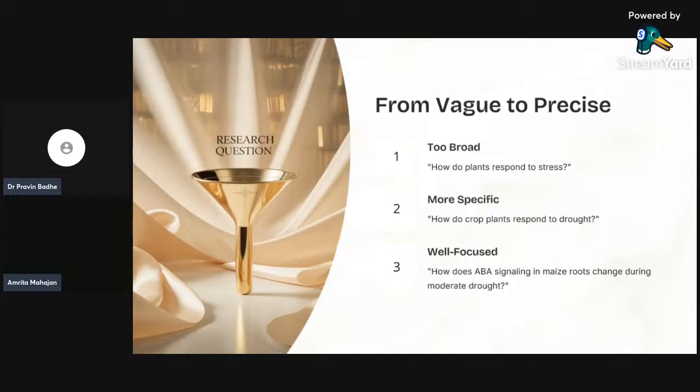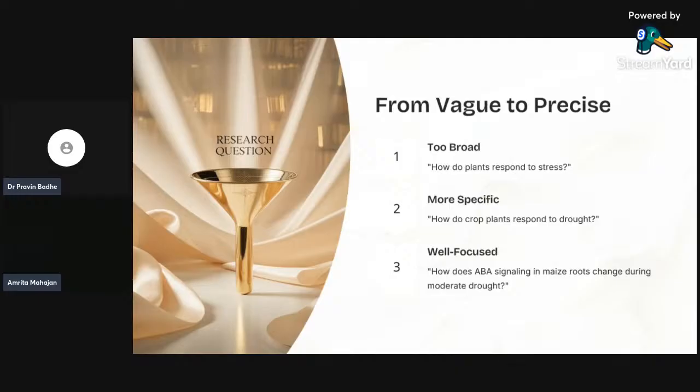So the next is finding out how to go from very casual to precise. For example, if you search too broadly, it's like, how do plants respond to stress? That's too broad. If you want to be more specific, it's like, how do crop plants respond to drought? You are mentioning the type of population, for example a crop plant.